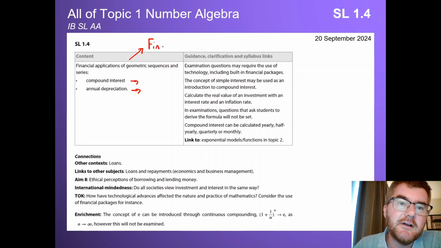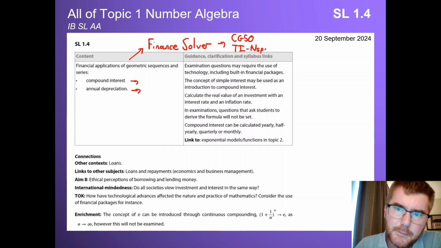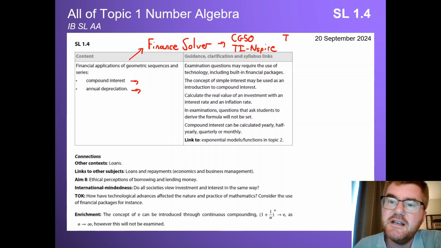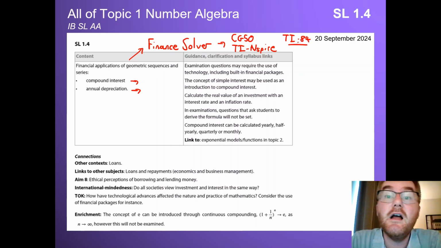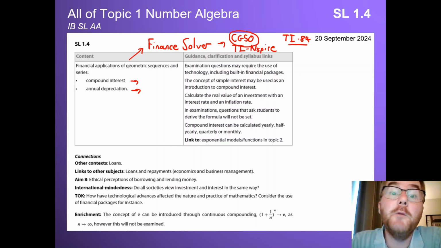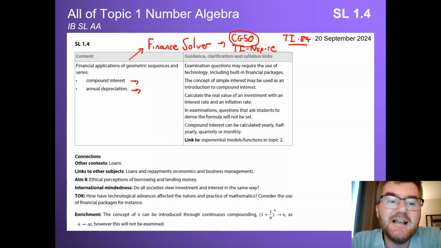But if you do have a calculator, you need to know how your individual finance solver works, whether it's the CG50, so this is the one I'm using here at the moment, or the TI Inspire. Again, please let me know in the comments below which calculator you're using. You may even use a TI-84, which is a bit more irritating when it comes to these questions. I certainly would go with one of these two if you have one at home. But I can make an individual video on using the finance solver.